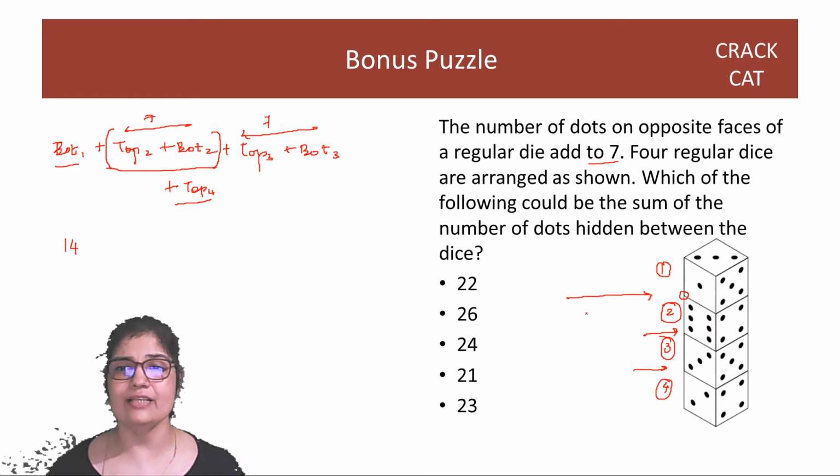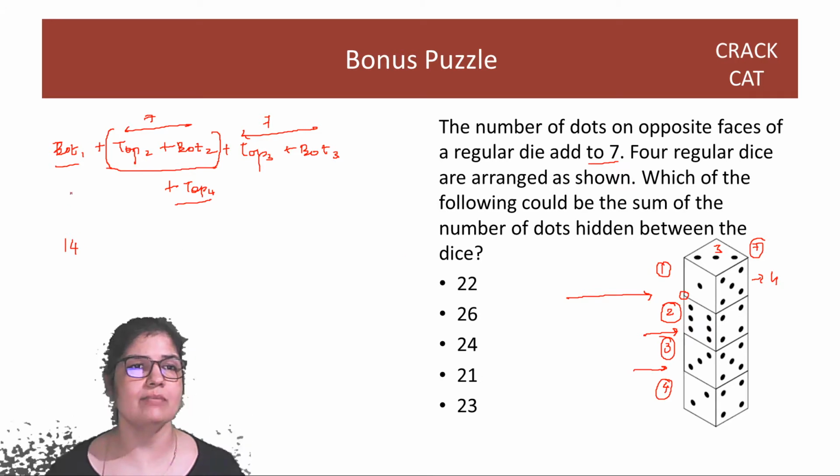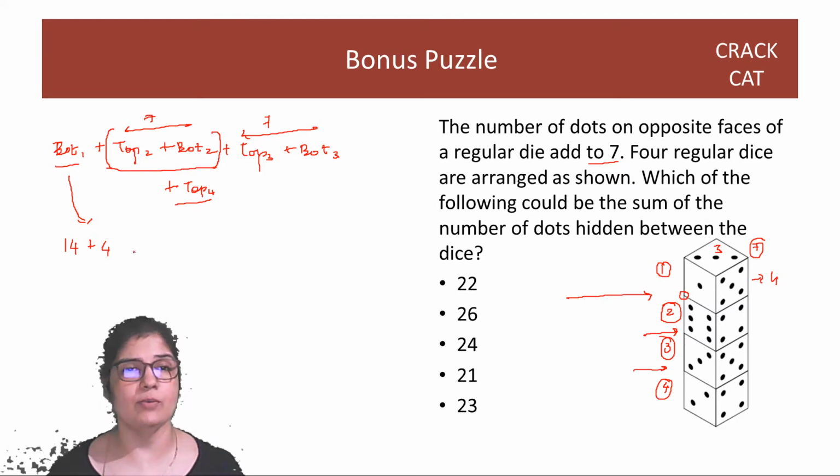Now I can see the top of the first dice. It is 3. And the bottom and the top has to add up to 7. That means the bottom here will be 4. So this number also we have got. That number is 4. Now I need to find out the top of 4. Let's say this is x. So I need to find out 18 plus x.